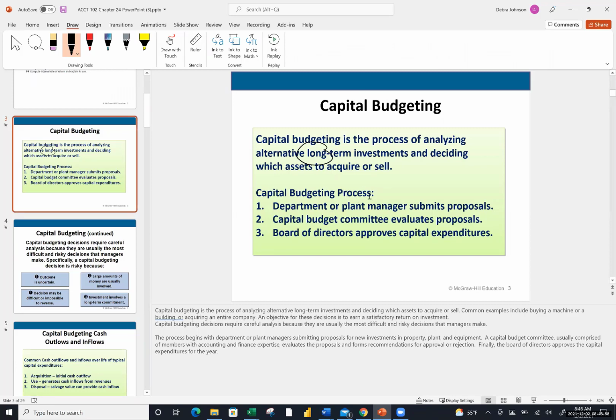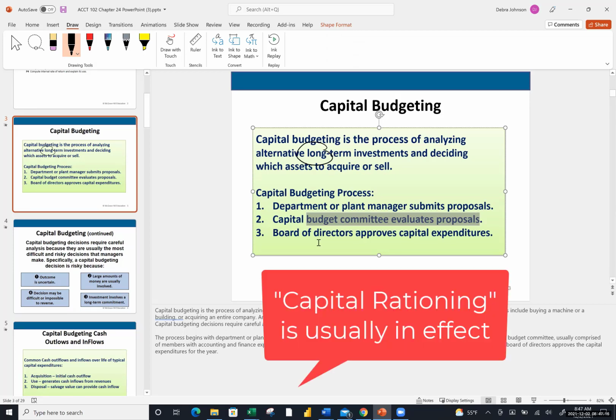The capital budgeting process can be done any number of ways. Usually department managers submit proposals. You have a budget committee that will evaluate those proposals. And usually there's capital rationing in place, which means this: we only have so much money to go around. So we have to find a way to judge or look at all the different proposals that come in, right?